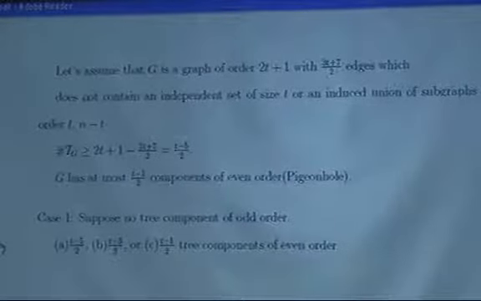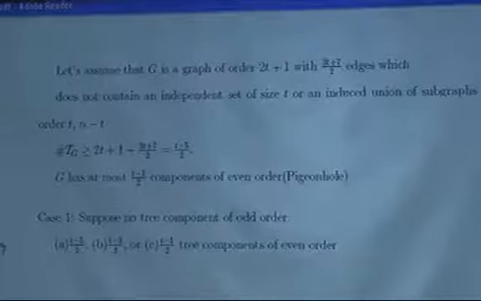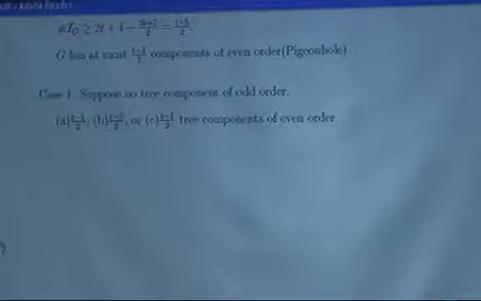So if your G satisfies those conditions and your G has that many edges, now the number of tree components is at least the number of vertices minus the number of edges. So you have at least that many tree components.